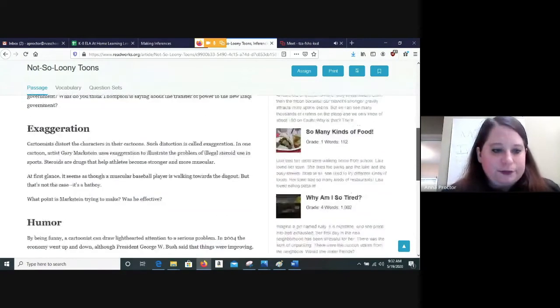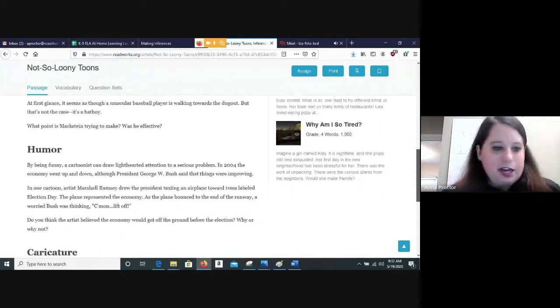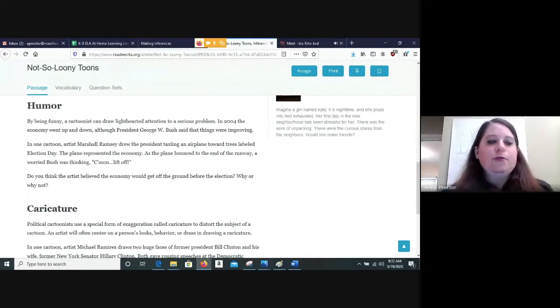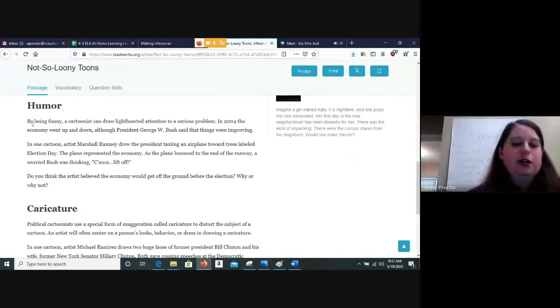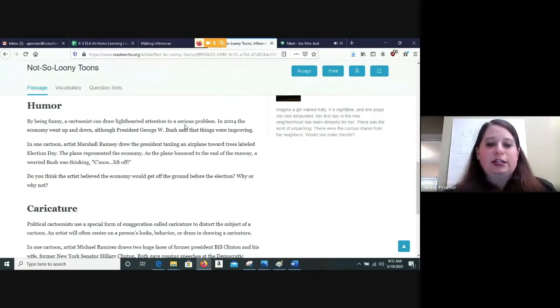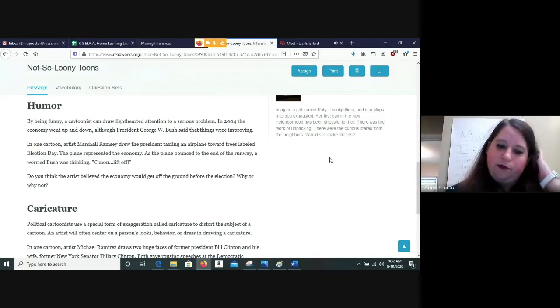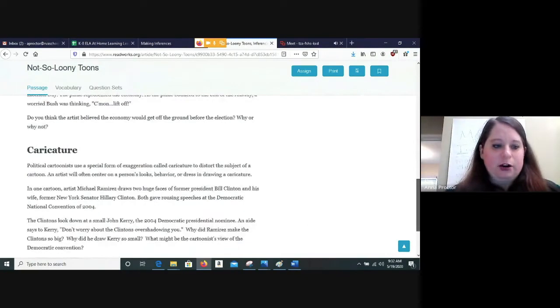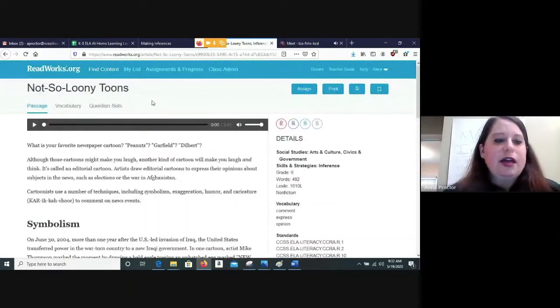So then we go down. This second section doesn't talk about George Bush. Now the humor section. We do talk about George Bush here. By being funny, a cartoonist can draw lighthearted attention to a serious problem. In 2004, the economy went up and down, although President George W. Bush said that things were improving. In one cartoon, artist Marshall Ramsey drew the president taxiing an airplane toward trees labeled Election Day. The plane represented the economy. As the plane bounced to the end of the runway, a worried Bush was thinking, "Come on, lift off." Do you think the artist believed the economy would get off the ground before the election? Why or why not? And we had already talked about that a little bit. So let's go ahead and go back to the question.